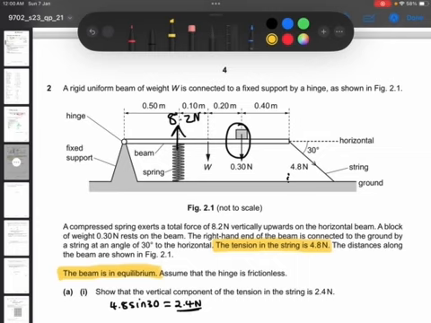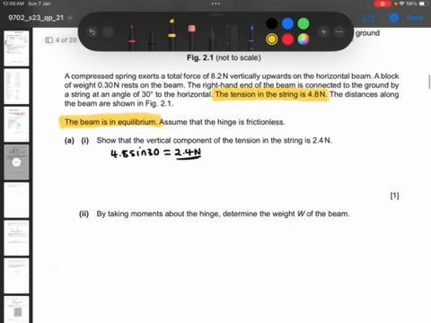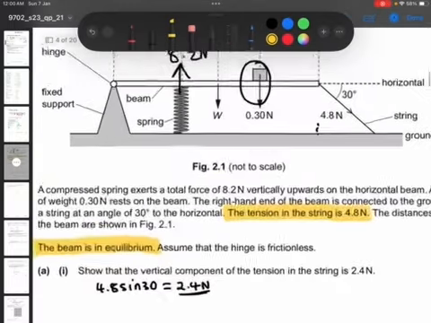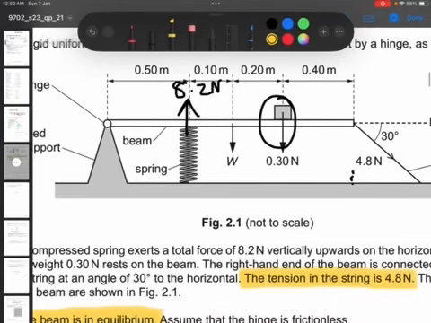And then you're also told to assume that the hinge is frictionless, meaning that there's not going to be a friction force on the hinge there. So then the question says, by taking moments about the hinge, determine the weight of the beam. By telling you about the hinge, the question is telling you that you are going to take the hinge as your pivot. And if you're going to take the hinge as the pivot, then we are going to ignore any force that acts at the hinge.